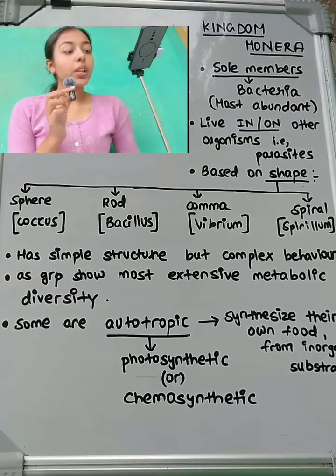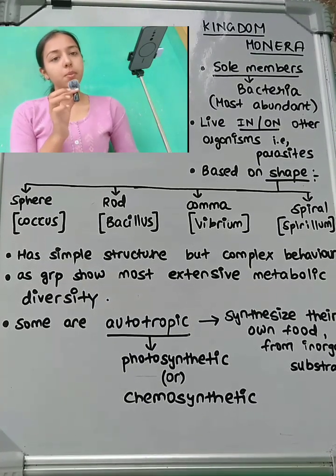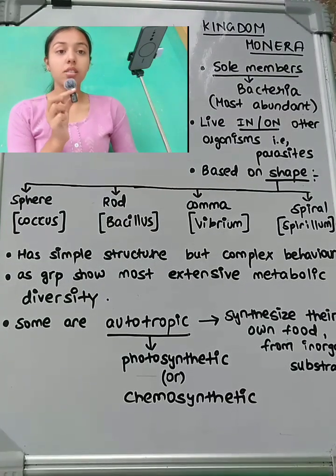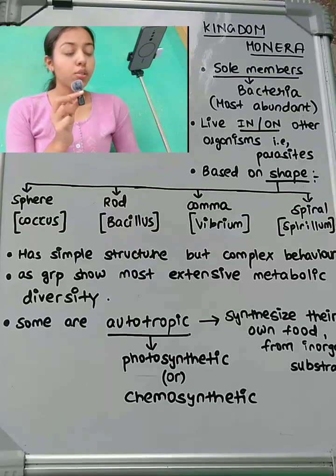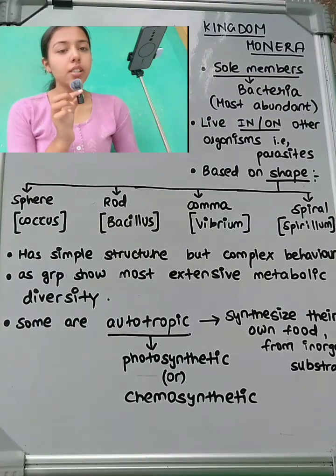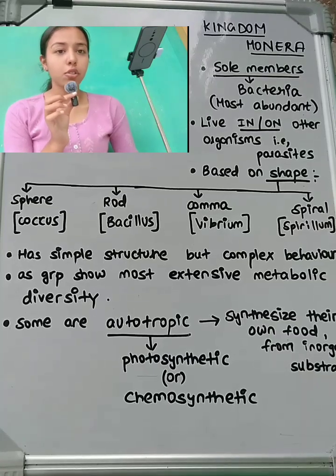Okay. Now, it has simple structure but complex behavior. You have to remember this. This is a direct NCERT line asked in many questions. Also, as a group, bacteria show the most extensive metabolic diversity. This is also a direct NCERT line. You have to remember it.